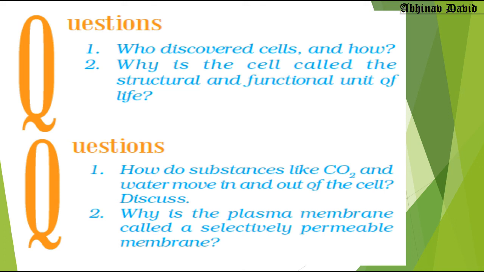Question number three, how do substances like carbon dioxide and water move in and out of the cell? That we have already seen today also. Carbon dioxide can move because of diffusion, water moves because of osmosis. But don't write only this much, you explain it. I'm just giving a hint to write the answer. Why is the plasma membrane called a selectively permeable membrane? We have already discussed this question. Because it allows only certain substances to move in and out of the cell.